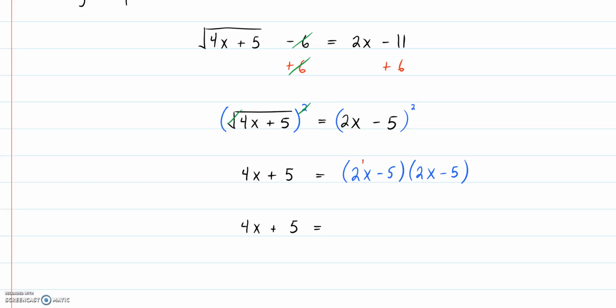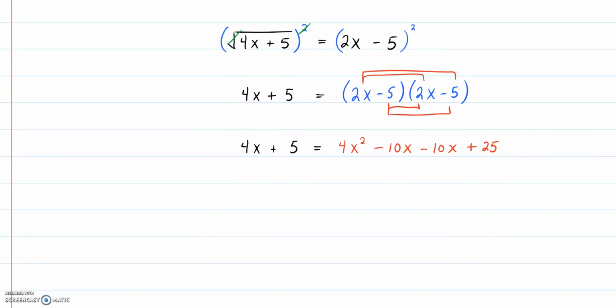So I'm going to have, let's see, 2x times 2x. That's going to give me 4x squared. Then we're going to have 2x times -5. That's going to give me a -10x. Then I'm going to have -5 times 2x. That's going to give me another -10x. Then I have -5 times -5. That's going to give me a positive 25. So hopefully I multiplied all that out correctly.